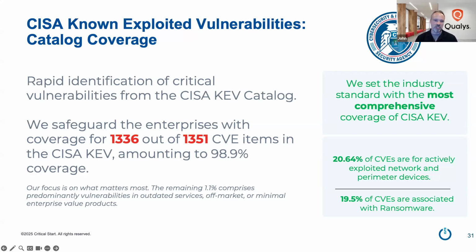So we set this industry standard with the most comprehensive coverage of CISA KEVs. And we found that 20.64% of CVEs are for actively exploited network and perimeter devices, and about 20% of these CVEs are associated with ransomware. And we kind of talked about that a few slides back.